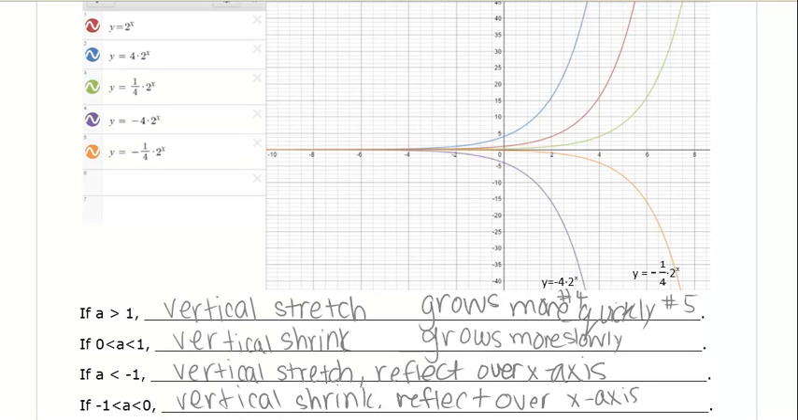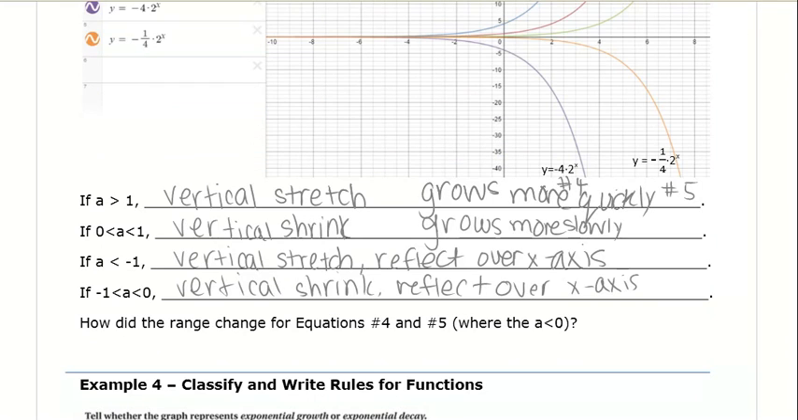So now, final question on this section: how did the range change for equations number 4 and number 5, where the a was less than 0? Hopefully we see for these that our y in this case is going to be less than 0.